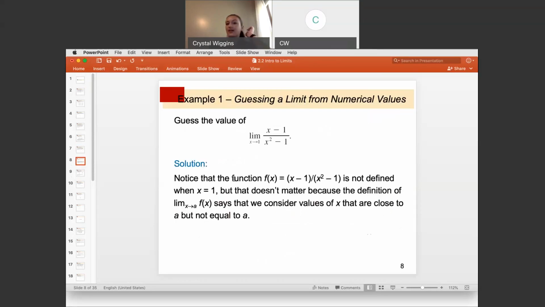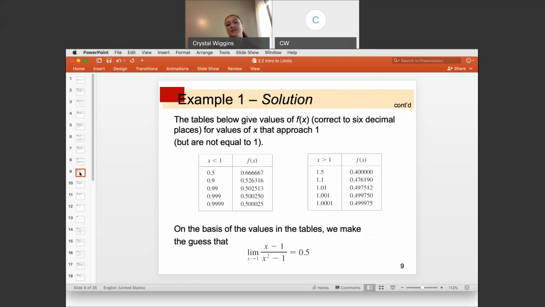Guess the value of this limit. Okay, so if we look at this limit, if we try to directly substitute 1 in for x, we would see that that produces a 0 in the denominator, which hopefully, without much explanation, you know that is bad. So we would use the same idea we did when we were trying to find what we would expect the slope of the tangent line to be, by finding values on the left side of 1 and finding values on the right side of 1.